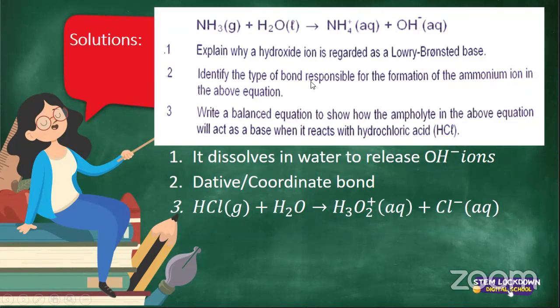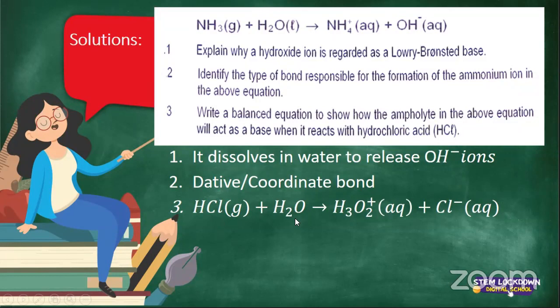And then identify the type of bond responsible for the formation of ammonium ion in the above equation. So it is a dative or coordinate bond. And then write the balanced chemical equation to show how the ampholyte in the above equation will react with a base and will act as a base when it reacts with hydrochloric acid. So an ampholyte here is water. Remember, we have said that water is an example of an ampholyte.